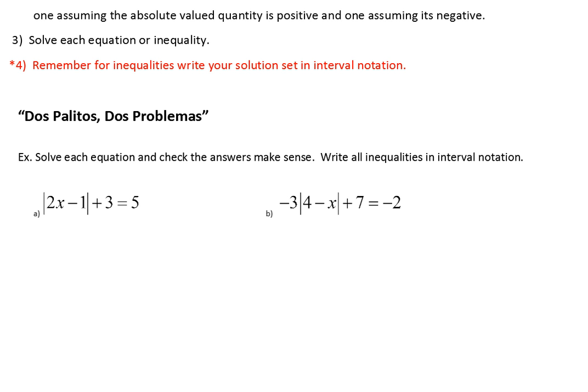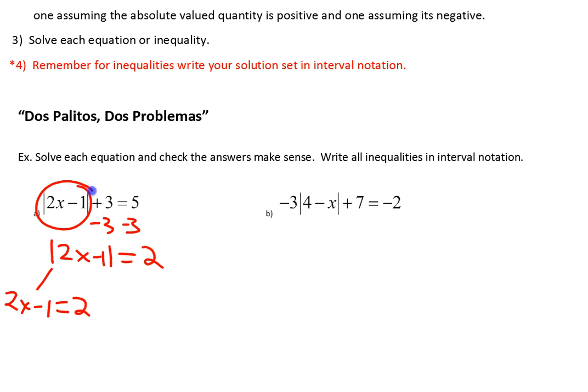Ladies and gentlemen, let's solve this absolute value equation I have in A. It says absolute value of 2x minus 1 plus 3 equals 5. The first thing I need to do is isolate this absolute value. So I subtract 3 from both sides. I get the absolute value of 2x minus 1 equals 2. At this point, I'm going to use the first palito to create the first problema. It would be 2x minus 1 equals 2. And the second one is 2x minus 1 equals negative 2.